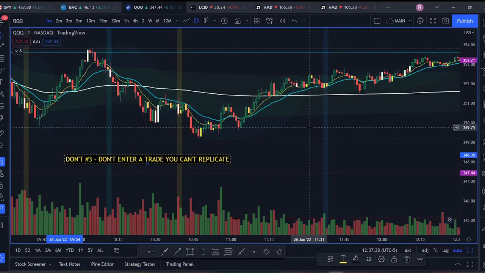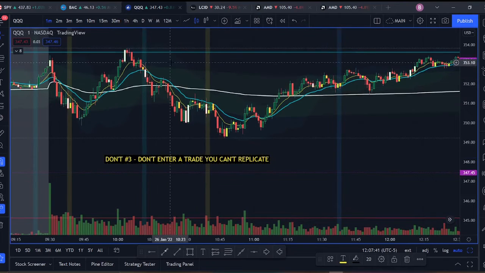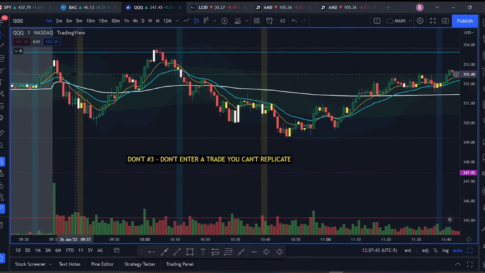Okay, number 3, don't enter a trade you can't replicate. This is so, so, so important. Every time you get in a trade, you need to know why you got in there. And that's why you always hear this: trade your setup, trade your plan. Because just getting in here and going short and making money, that means nothing. It really doesn't. A green trade does not mean it's a good trade. You also hear process over profit, right? And that is because, can you replicate that setup?